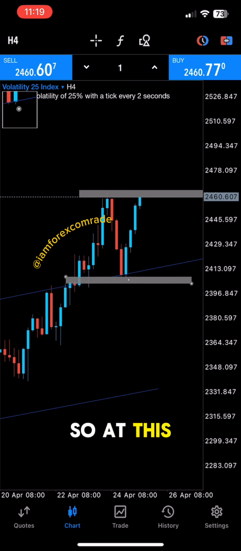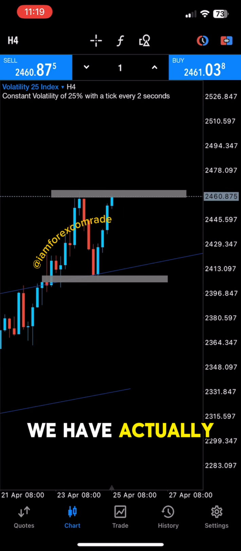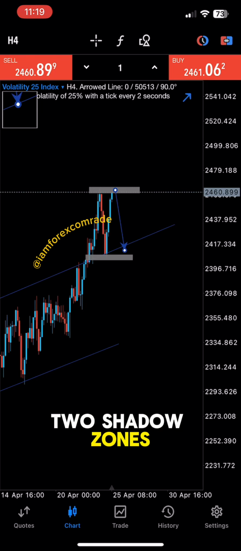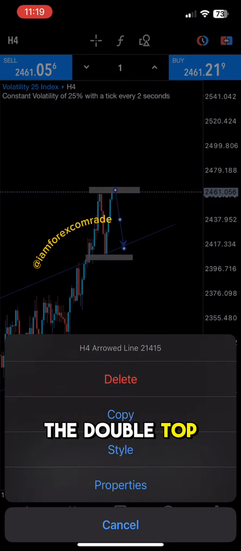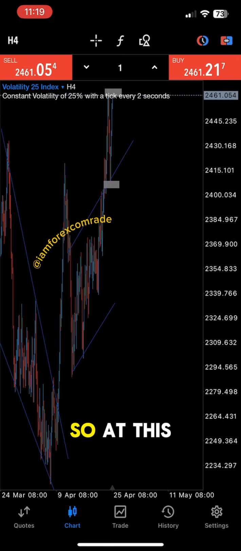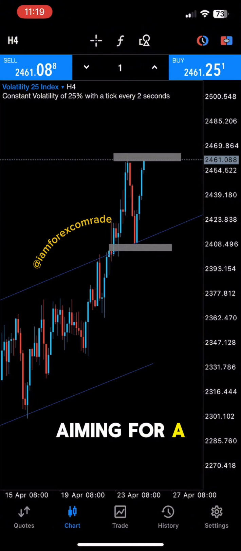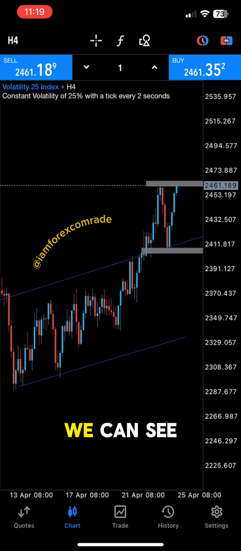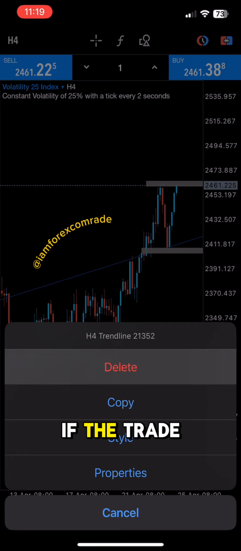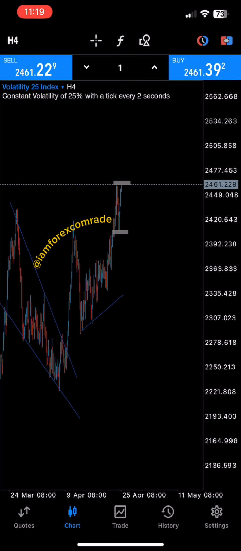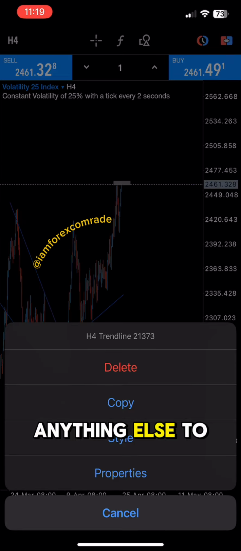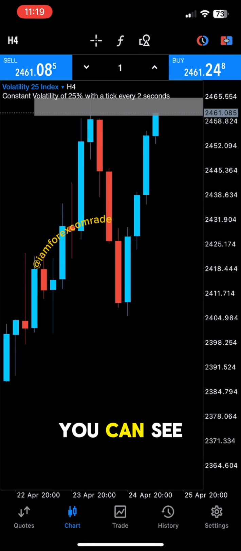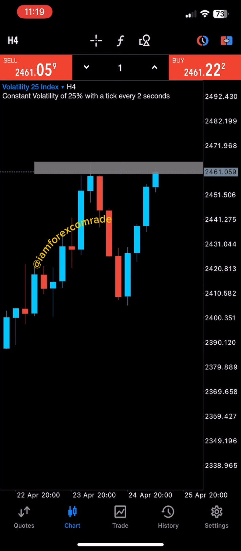At this point, we have identified a double top that I'm currently marking with those two shadow zones, the one marking the double top and the other one marking the leg line. So at this point, we are aiming for a sell. We're just going to sell and relax so that we can see if the trade is correct. I don't have anything else to explain. Let me just sell so that you can see it for yourself.